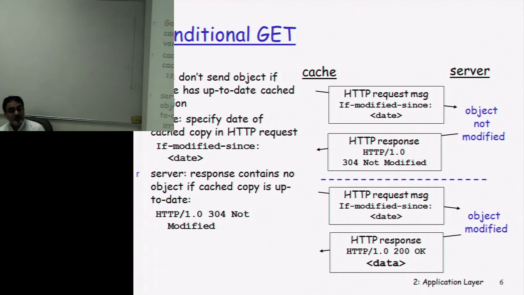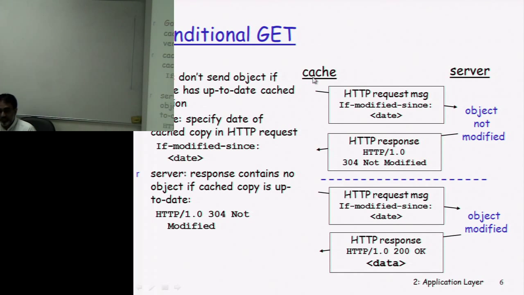But if the request cannot be fulfilled from the cache, it has to be sent over the public internet. In that case, definitely it will fetch a new copy of the web page from the origin server. It will keep one copy in the cache of the proxy server and one will be given to the client. So the goal is, don't send the object request if the cache has an up-to-date copy in the cached version.